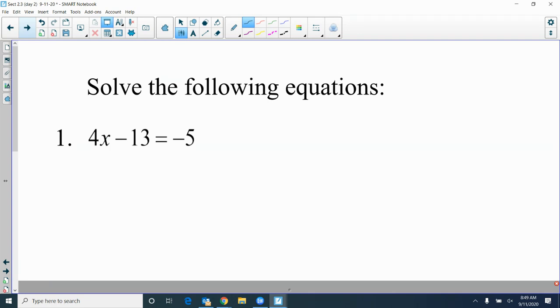All right, on your guided notes, go ahead. Let's do the first one. We're going to do a couple. That's just from yesterday, just to kind of recall what's going on. Preston, take a look at this one. Would you be able to tell me what to do? What would be my first step? Add 13. Yep, we're going to add 13, and we're going to add it to both sides.